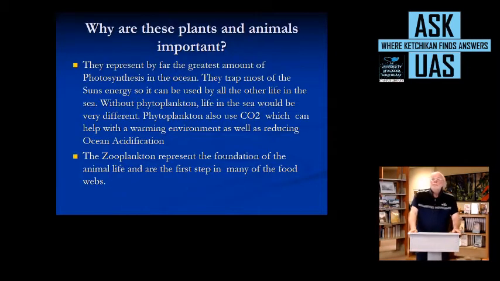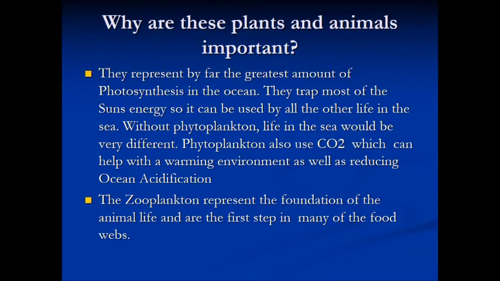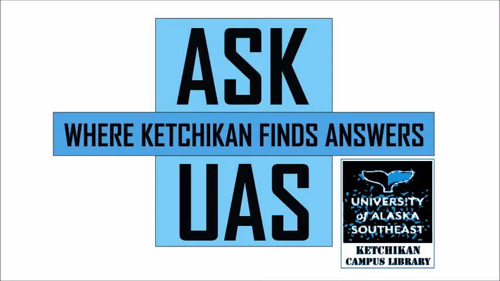Next slide. So why are these plants and animals important? Because they represent, by far, the greatest amount of photosynthesis on the earth. They trap most of the sun's energy. Zooplankton represent the foundation of the animal life and are the first step in many of the food webs. Those are the primary reasons. Next slide.